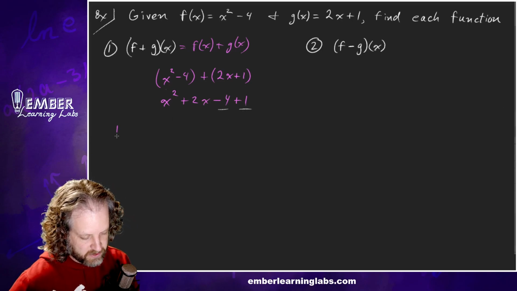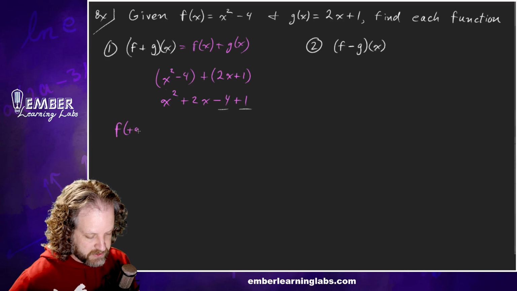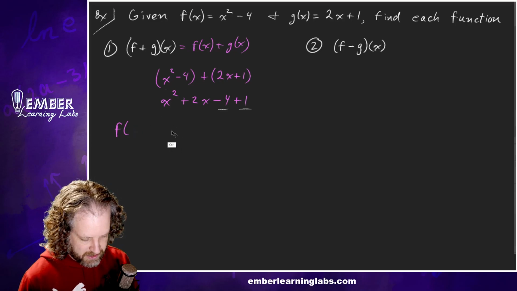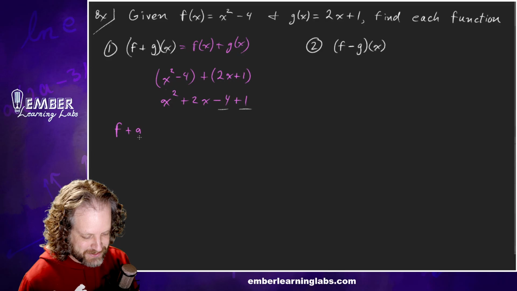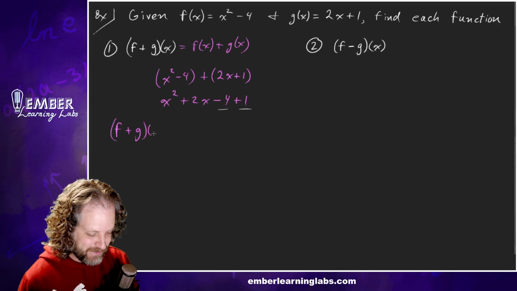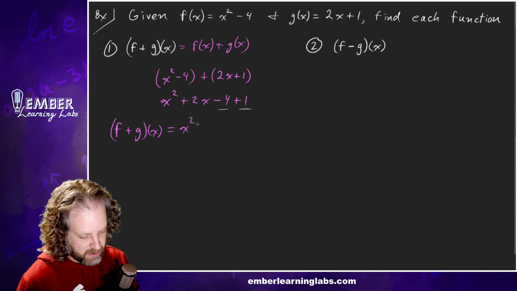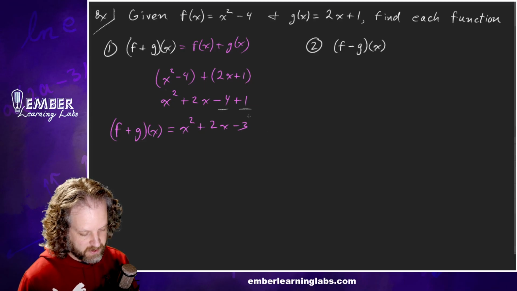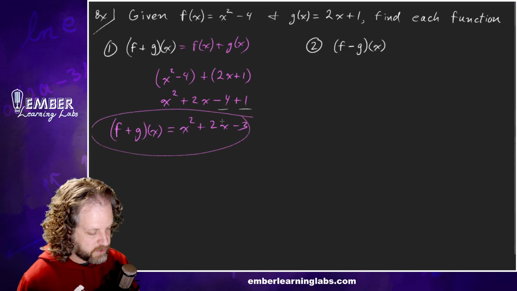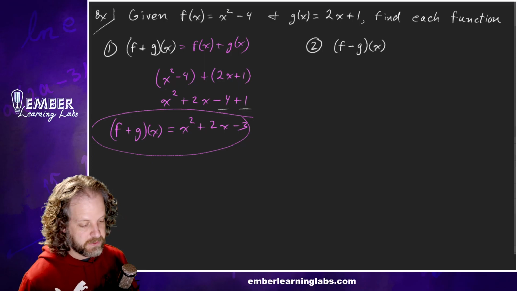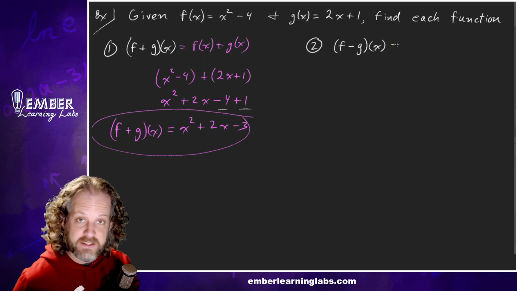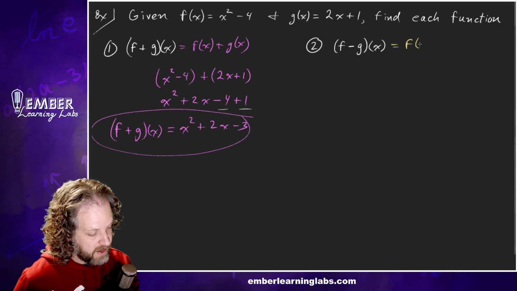So our answer to f plus g of x equals x squared plus 2x minus 3. That's pretty straightforward. Let's look at this one. So f minus g of x is the same as f of x minus g of x.